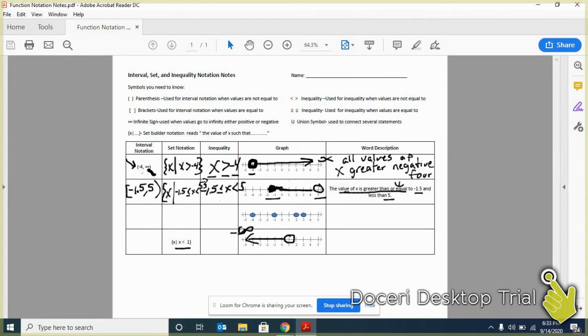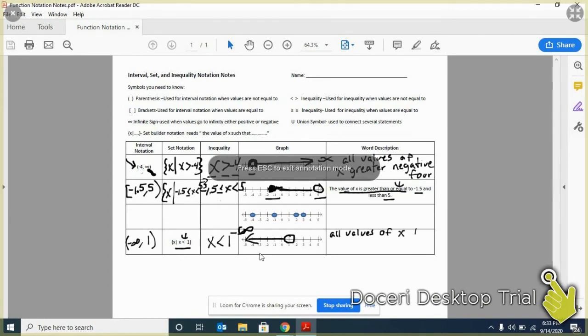So if I write this in interval notation, it looks something like this. Parenthesis, negative infinity, all the way to 1. Parenthesis because it's not equal to. Okay. My inequality sign is just x is less than 1. And then my words is basically all values of x less than 1. Okay. All right. So that's how you write those different ways.